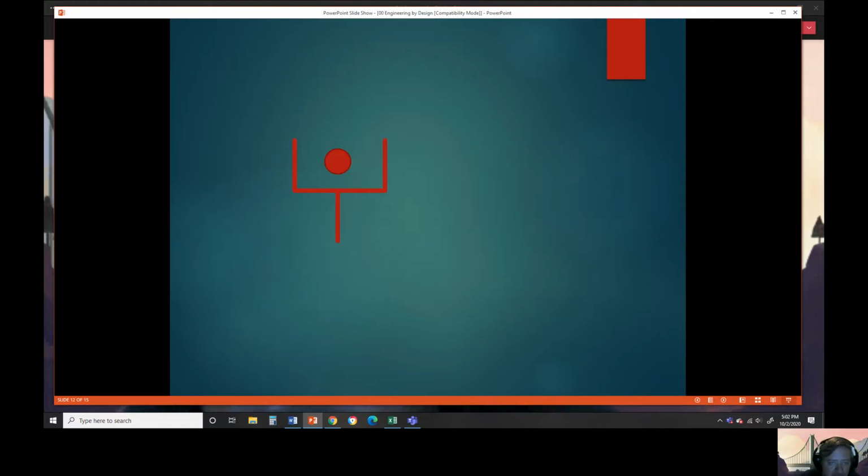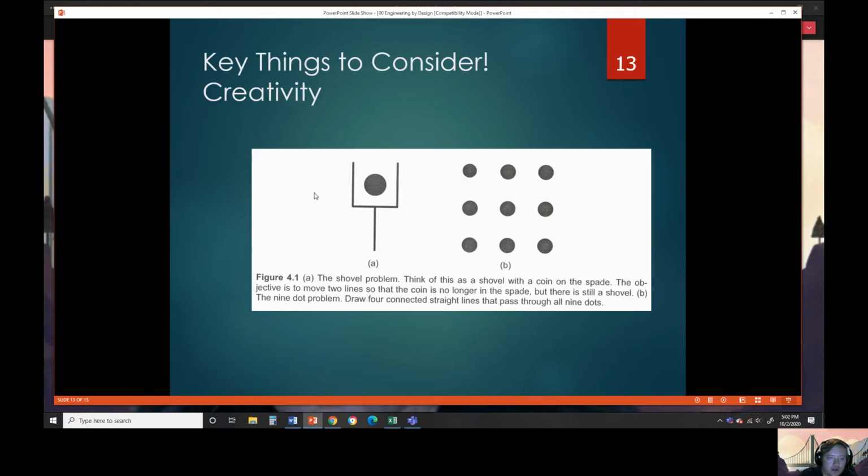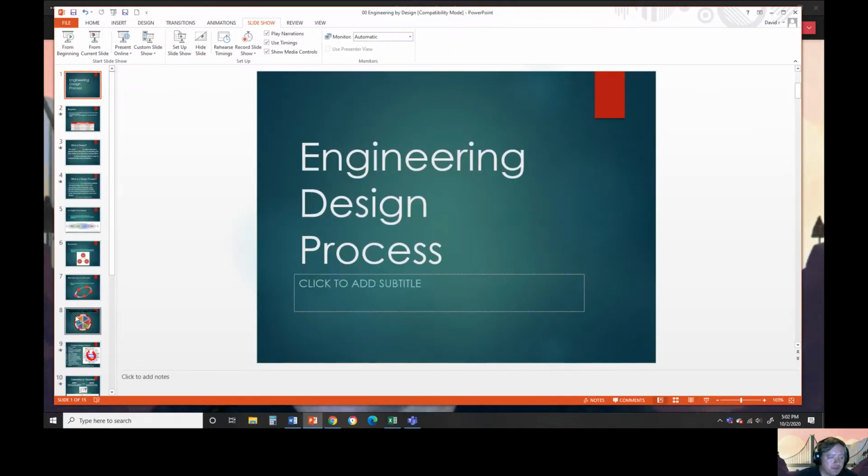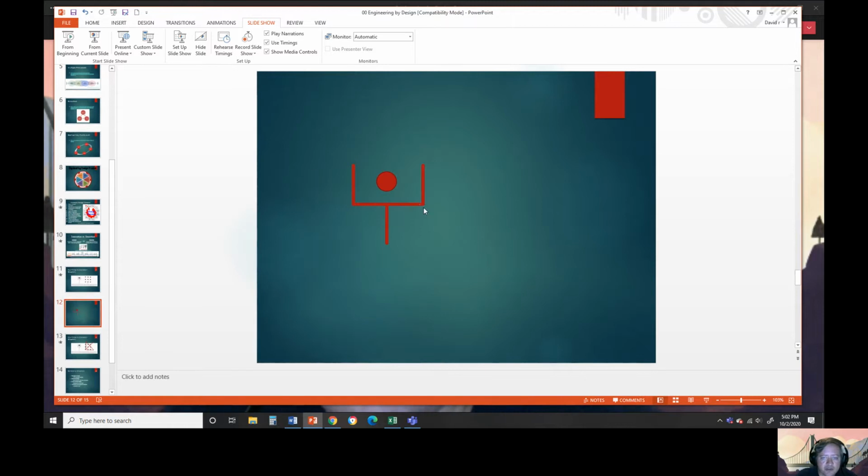Okay, so let's look at the first one. Here's our shovel, and here's our little quarter within the shovel. What you need to do is move 2 lines. Well, I'm going to take this one. I'm going to actually have to exit out of here in order to do this. I'm going to move this one here halfway. I'm going to take this one and move it here. So by simply moving those 2 lines, I now have my shovel, and the quarter or whatever it is is no longer in the shovel.